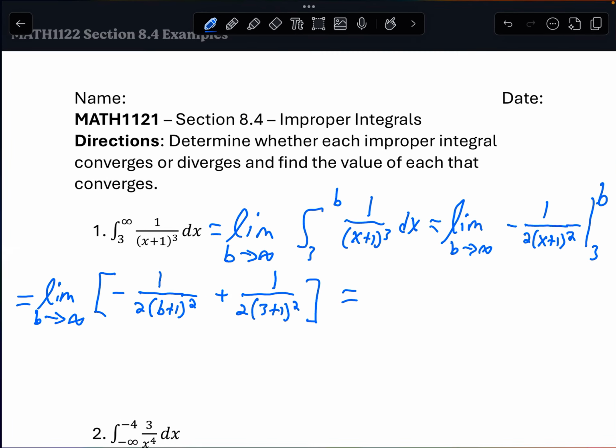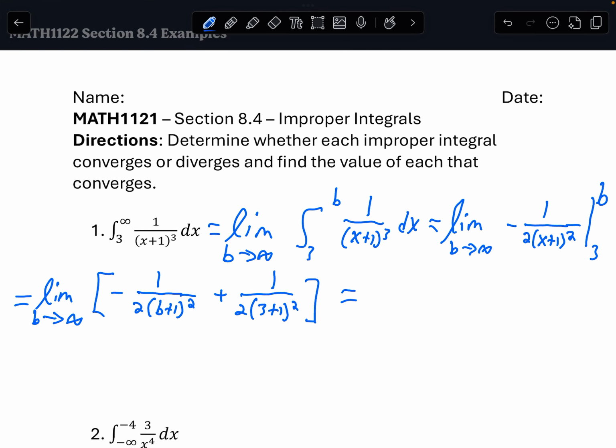we are getting smaller and smaller, approaching that value of 0, as a matter of fact, which just means that limit, when we apply it to the negative 1 over 2 times (b plus 1) squared, this approaches 0, which means this just makes 0 plus 1 over 2 times (3 plus 1) squared. That is going to make 1/32. So this makes 1/32 as that limit, which does mean that this does indeed converge.